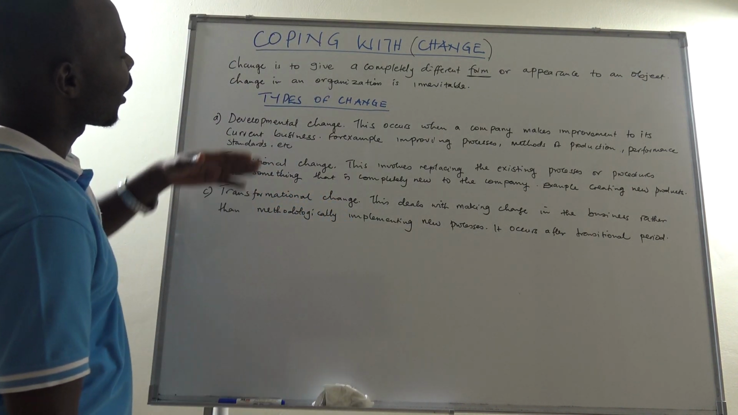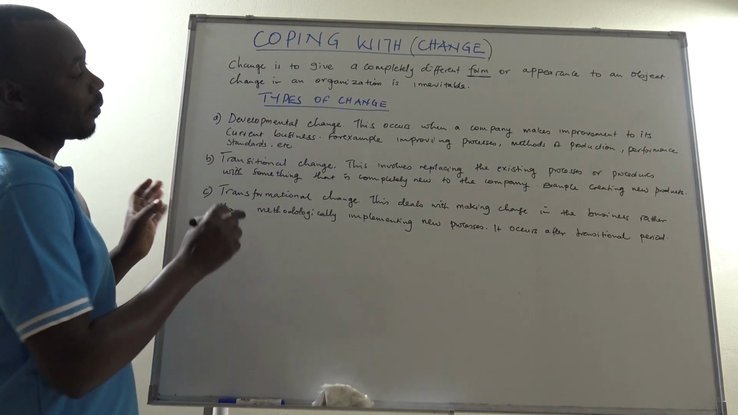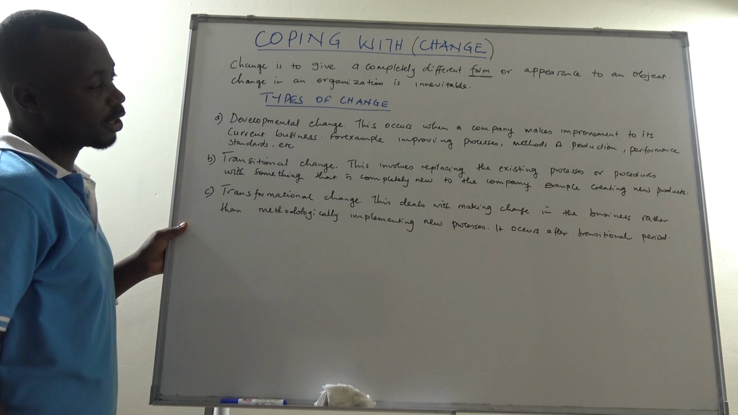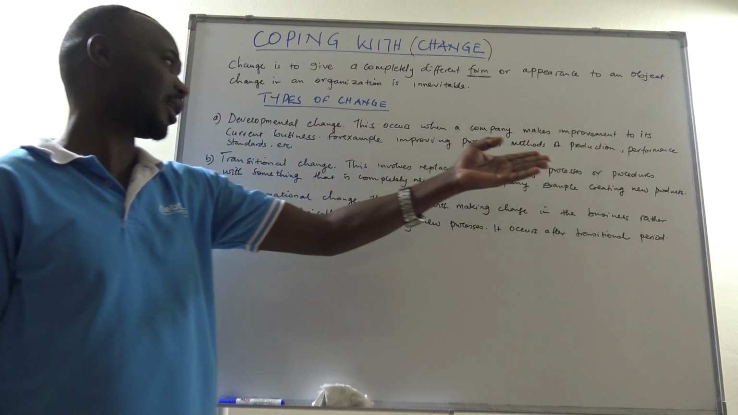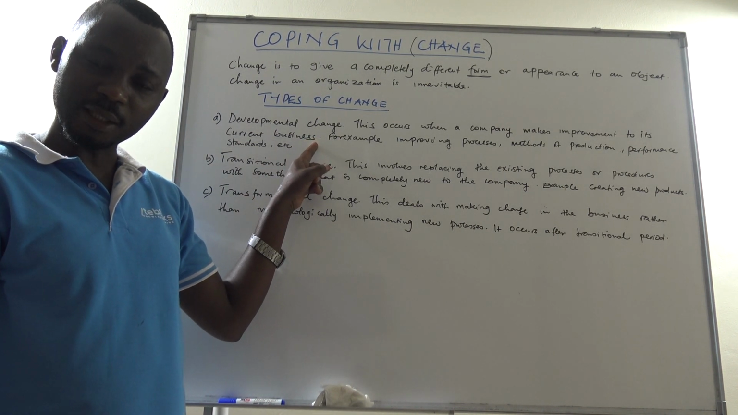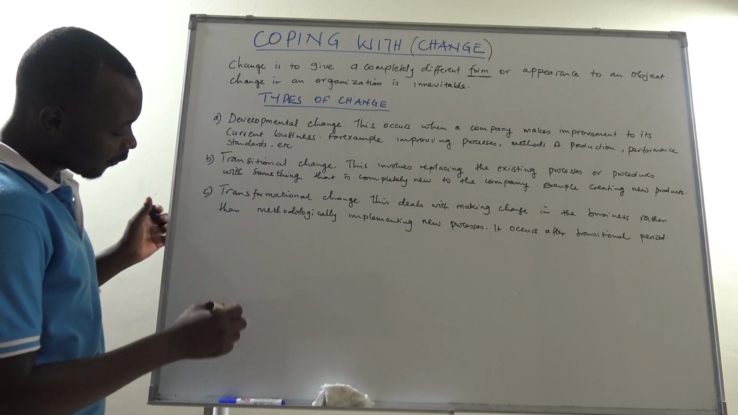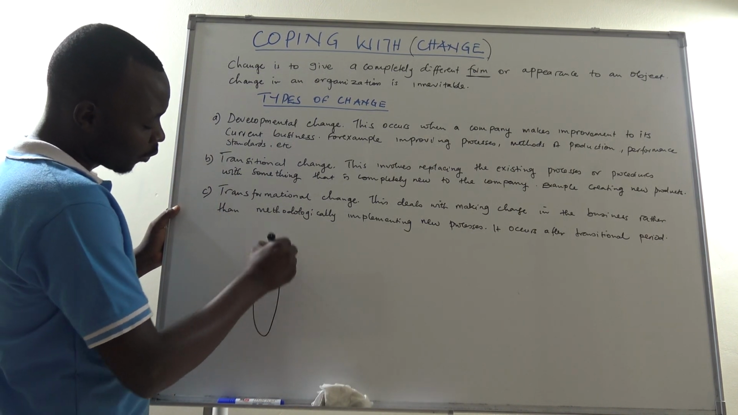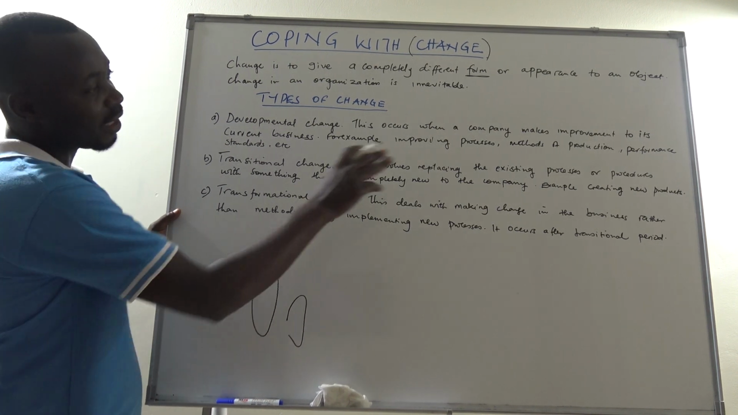So we are looking at the types of change, and one of them is developmental change. This occurs when a company makes improvement to its current business. That's what I was telling you. We used to have a long bottle of Coca-Cola like this. They changed it, they brought a short one. That was an improvement.